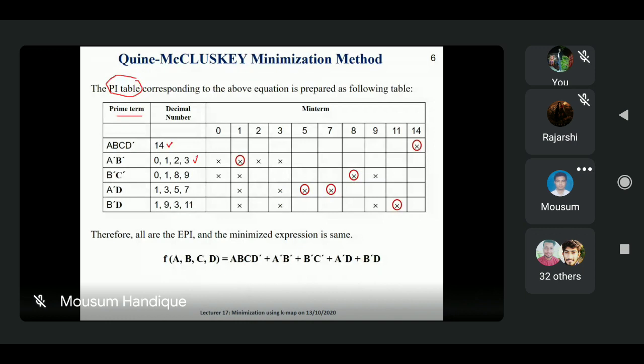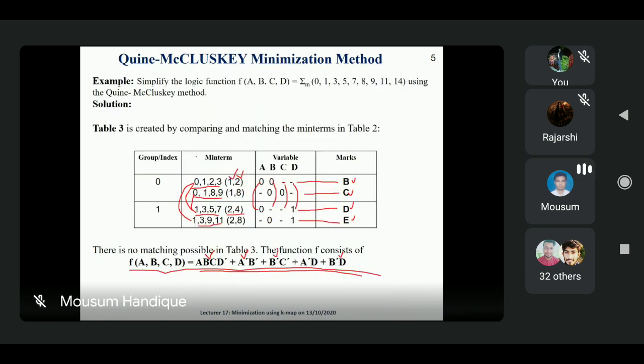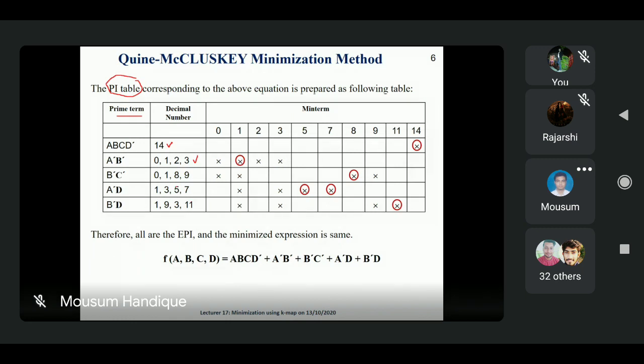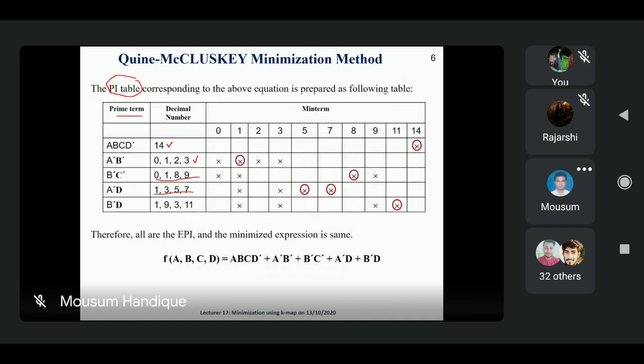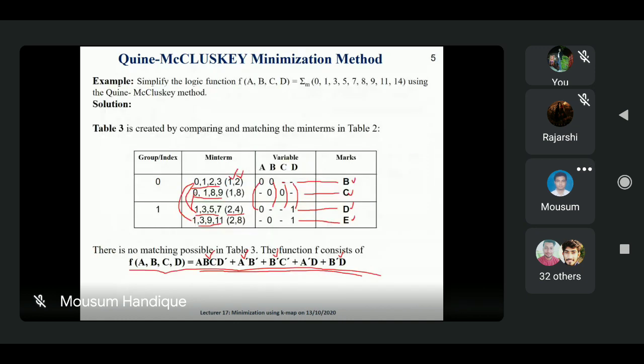Okay, and next one is what? C is coming from 0, 1, 8, 9. So this one is 0, 1, 8, 9. Next, D is coming from 1, 3, 5, 7. So this one is 1, 3, 5, 7. Okay, and E is coming from 1, 3, 9, 11. So here I am writing 1, 3, 9, 11.